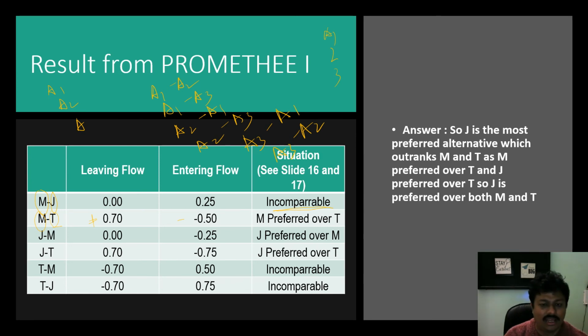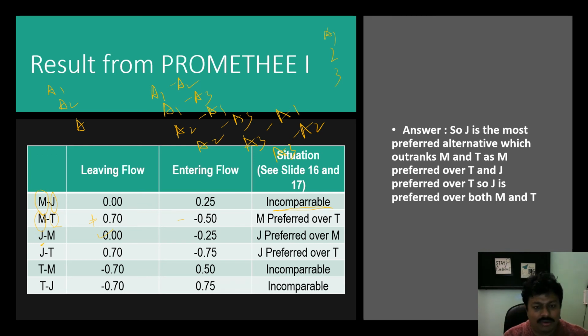Again, if you see this same place here, the leaving flows are both the same. So that is why this is 0. The leaving flow of J and the leaving flow of M are the same. So that is why this is 0. However, the entering flow difference is less than 0, that is negative. In this case also, you can say that J, the alternative from which the leaving flow or entering flow of another alternative is being deducted, is preferred over F. That means the alternative which is being deducted from the other alternatives.